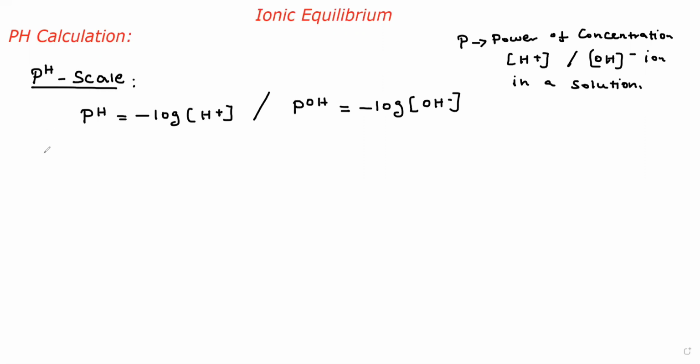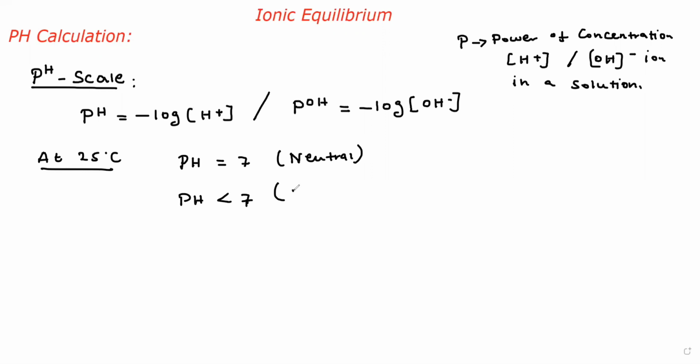Now listen, very important: at 25 degrees Celsius, pH equal to 7 is called a neutral solution. Then pH less than 7, we call that an acidic solution. And pH greater than 7, we call that a basic solution. Understand? Please note.